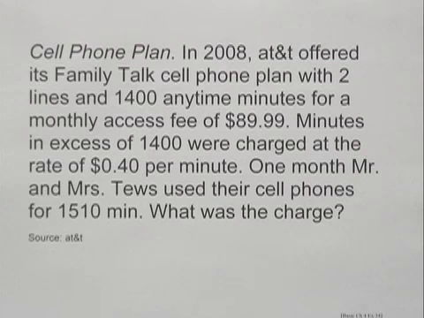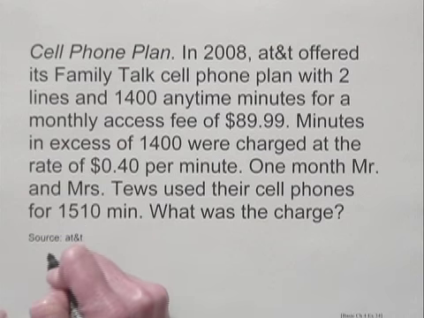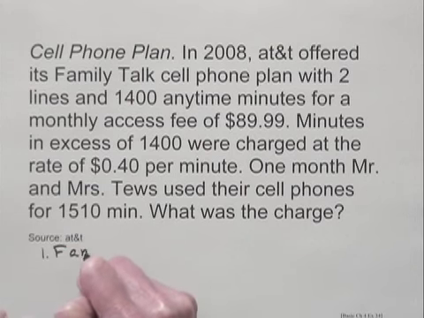What was the charge? Well, we're going to have to do this problem in several steps. First, we'll find the number of minutes in excess of 1,400, and then we'll find the total cost of these excess minutes, and finally we will add to find the total cost of the cell phone bill. So we'll use the 5-step problem-solving process to do this. And the first step is to familiarize ourselves with the problem.